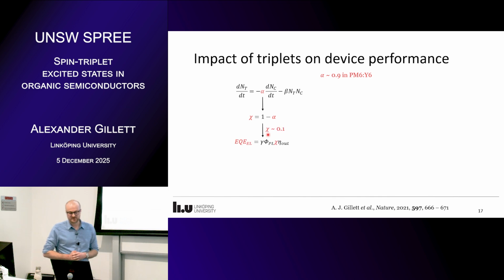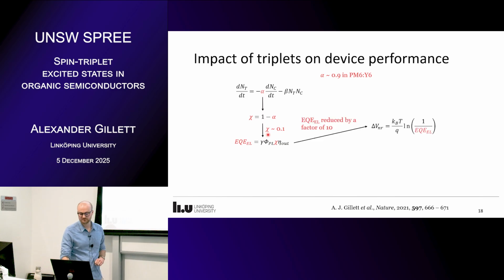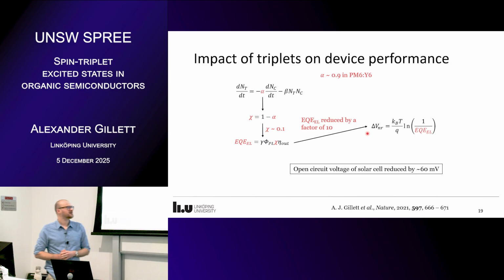Put this into our equation for the EL quantum yield. Well, if chi is 0.1, we decrease that EL by a factor of 10 compared to the maximum we could possibly get out of it. Plug this factor of 10 difference back into our equation for non-radiative voltage loss. And what you find is the open circuit voltage of your organic solar cell, if you have really significant triplet recombination, is reduced by on the order of 60 millivolts or so.